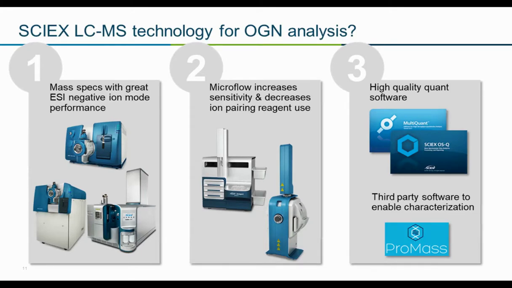So looking at the sort of technology that SCIEX promotes for this space, what we try to promote is a mixture of mass spectrometry depending on exactly what you want to do. If you want to characterize at an intact level, we probably recommend using a QTOF system, for example, the 6600 TripleTOF or the X500B QTOF mass spectrometer. We tend to recommend the use of microflow. Microflow increases the sensitivity because you improve ionization efficiency, but also decreases the flow of ion pairing reagents into the mass spectrometer, so it improves the robustness of the overall assay.